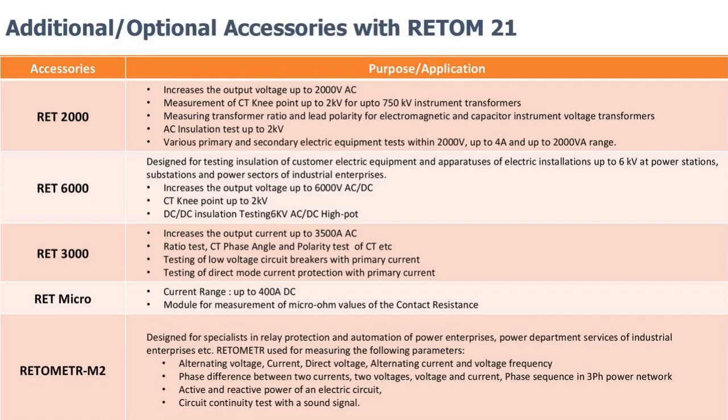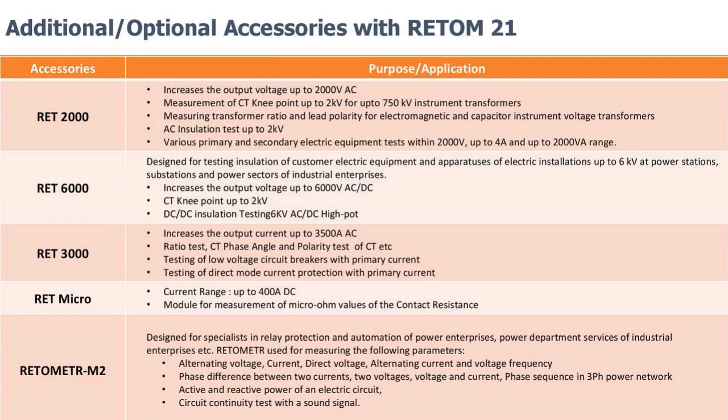Then RED 6000 is for increasing the voltage up to 6000 volt AC and DC. We can do a CT knee point test up to 2 kV, AC/DC insulation resistance up to 1 kV, and 6 kV AC/DC hipot testing. Then RED 3000 increases the current up to 3500 ampere AC. With that we can do ratio tests, phase angle tests and polarity of the current transformer, testing of low voltage circuit breakers with primary current, and testing of direct mode current protection with primary current.